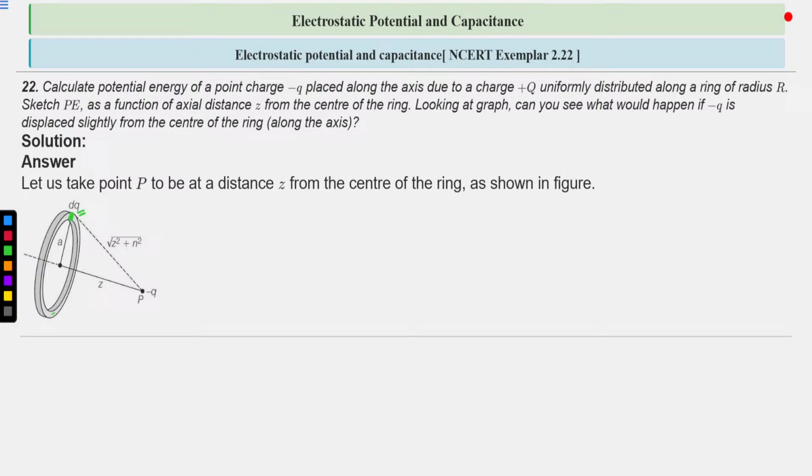This small element of the ring, with charge dq, is what we are using to derive the relation between potential energy and Z. Z is the distance of this point P from the center of the ring. So the distance of this element from point P will be, according to the Pythagoras theorem, the square root of Z square plus A square.